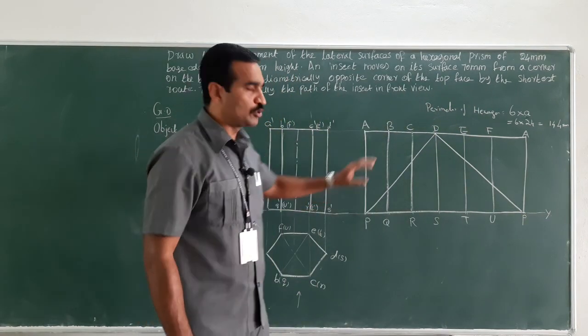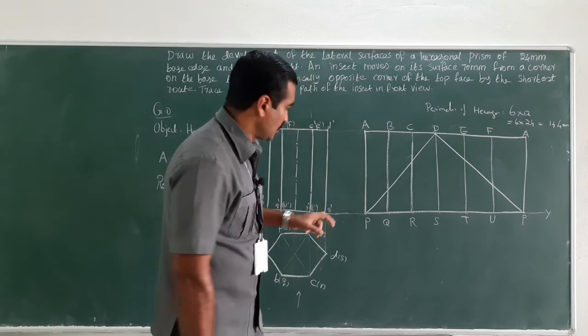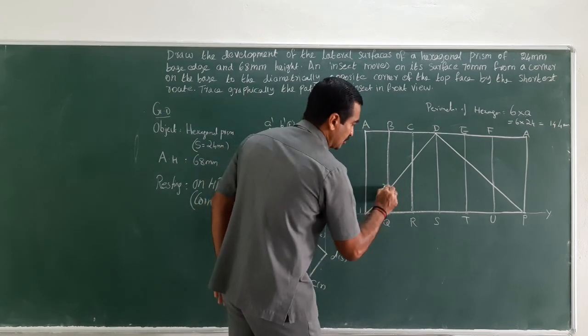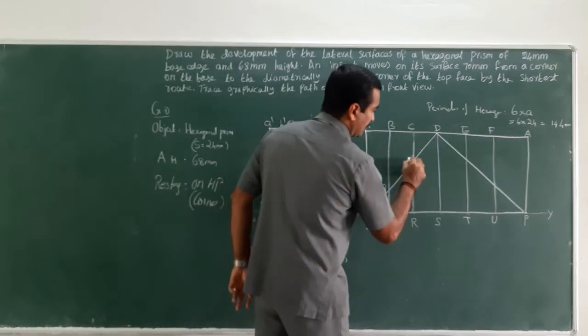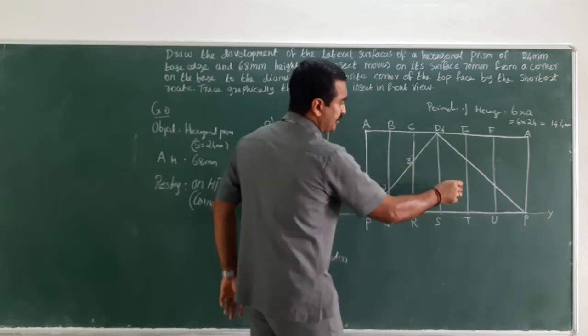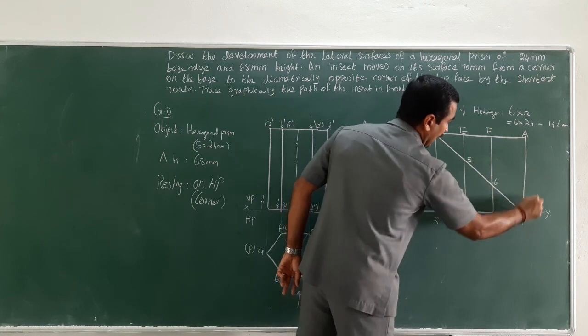Right. Now I am going to give the naming for each and every longer edge. So PA I am mentioning 1, BQ I am mentioning as 2, CR I am mentioning 3, and DS I am mentioning 4. ET I am then mentioning as 5, FU I am mentioning 6, and AP again 1.